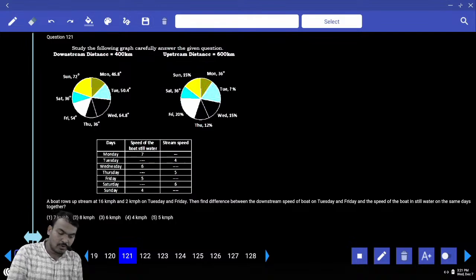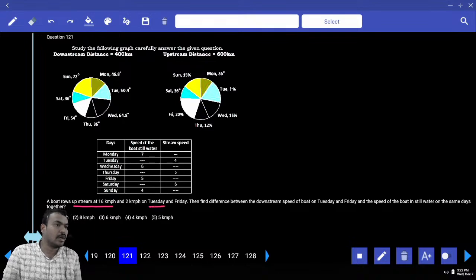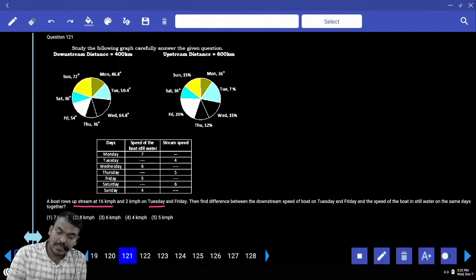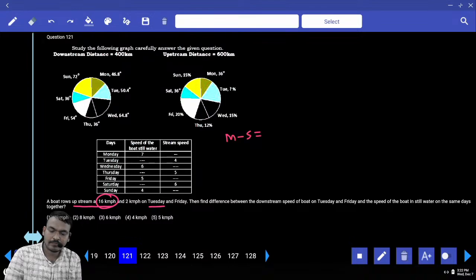First of all, a boat rows upstream 16 km per hour on which day? Tuesday or not? What is the Tuesday? Tuesday M minus S is how much? 16 or not? M minus S or M plus S? Upstream or downstream? Upstream. M minus S equals how much value? 16 or not? In that, S value is already given as 4 or not? Then M value is 20 or not? Yes or no?